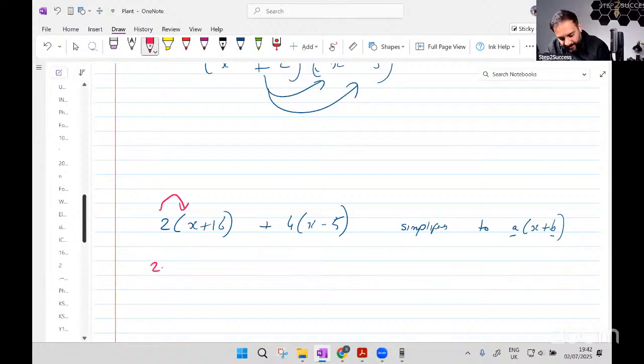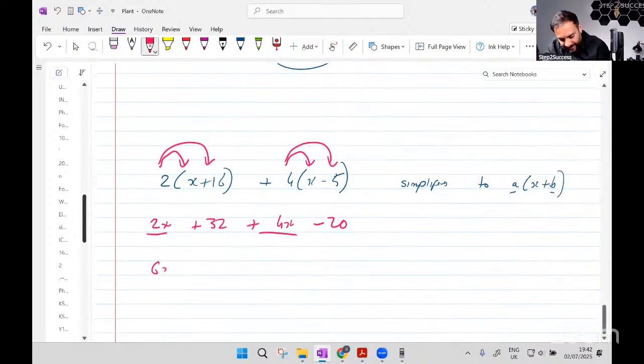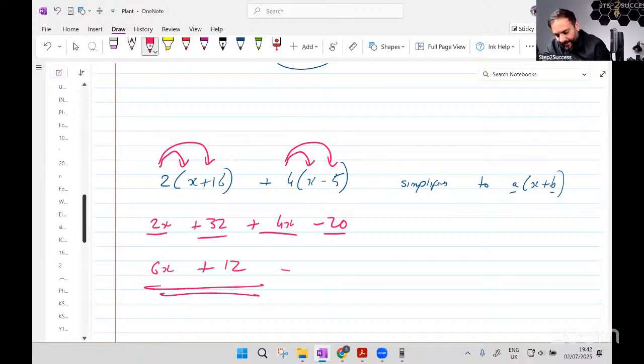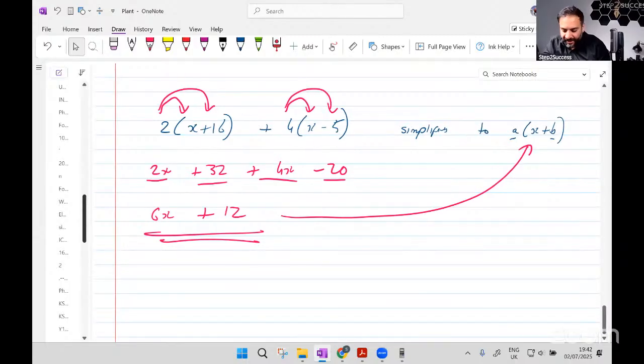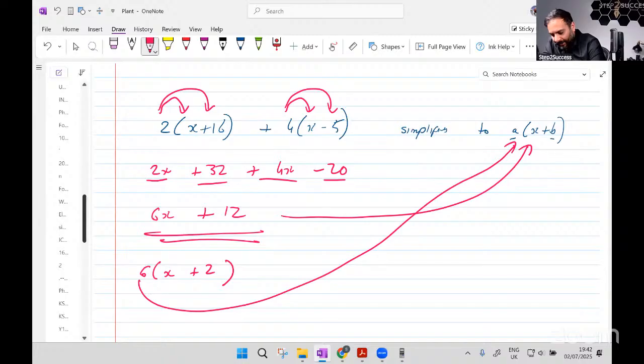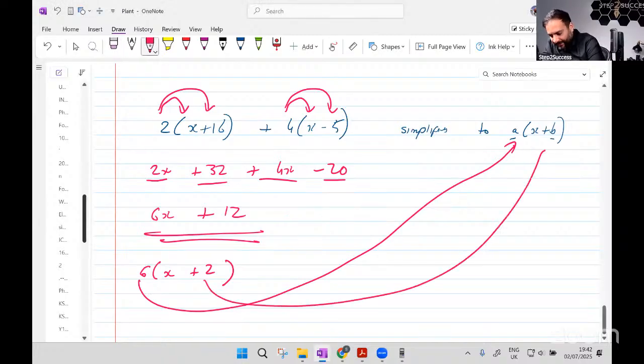So you do 2 times x to get 2x, 2 times 16 to get 32, 4 times x to get 4x, 4 times minus 5 to get minus 20. You then add the x's together to make 6x. You add those together, 32 take away 20 is 12. You get to here. Now, I know that doesn't look like this yet, but you may realize that you can take a 6 out of this because 6 and 12 are both factors, and leave yourself with x plus 2 in brackets. And then it does look like that. You see what I mean? There's a 6 outside it, and there's a 2 inside it with the x. So that's one more right. That's it. If you're in year 9, I'm not doing anything else for you.